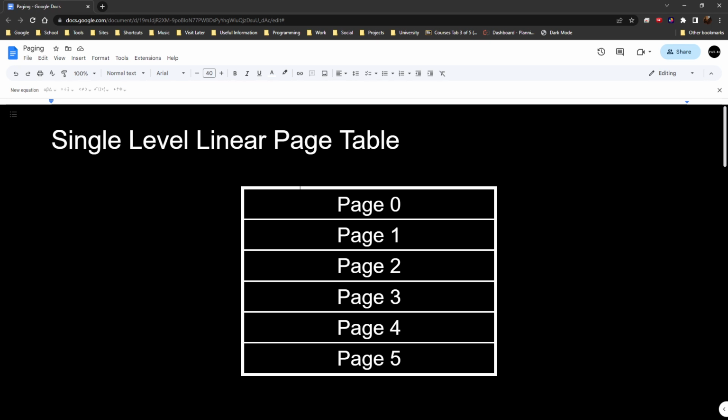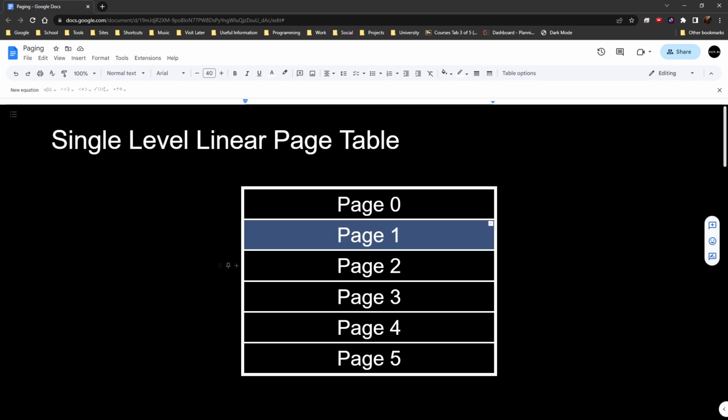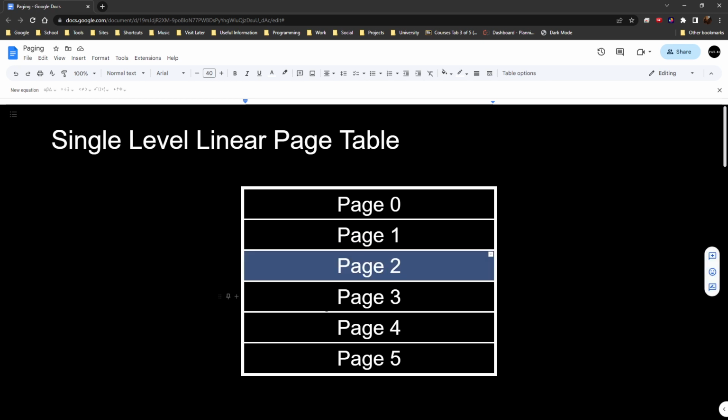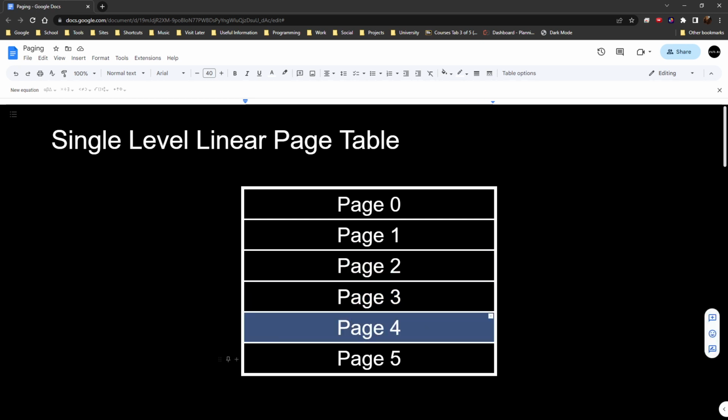So imagine you have a box like this of all of your memory, and you divide it into equal pages like this. In this case, we have pages 0 to 5. They're all equal sizes, so no page is greater than another. One page could be OS stuff, and then this one could be a process, this could be a process, this one could be empty, this one could be a process, and so on and so forth.